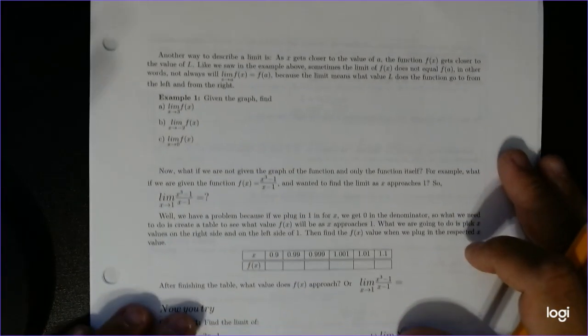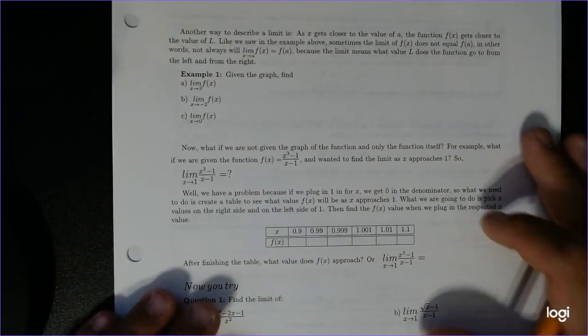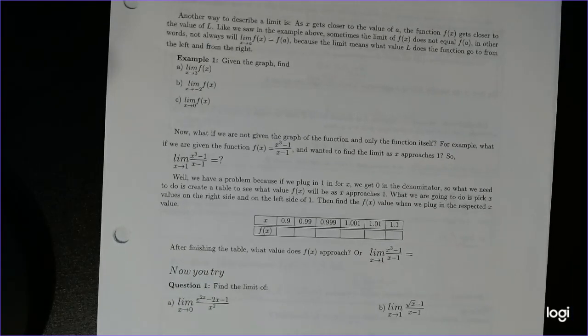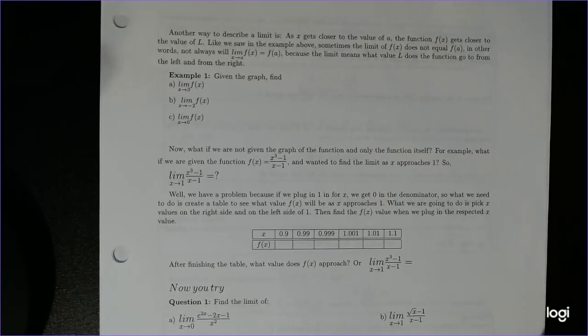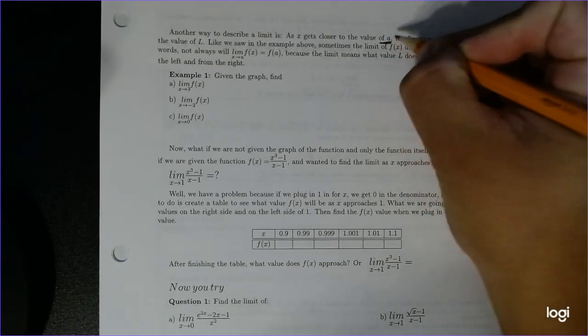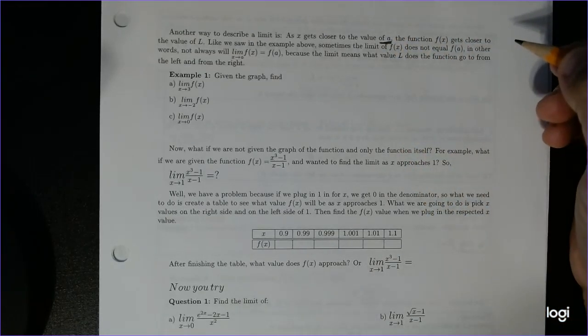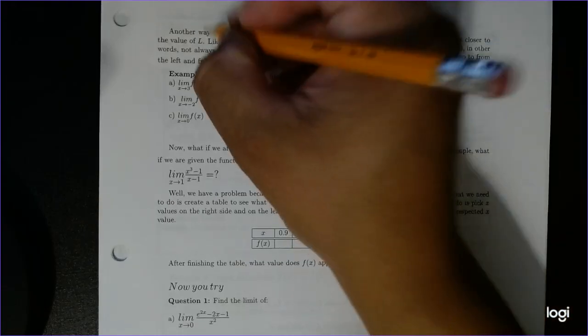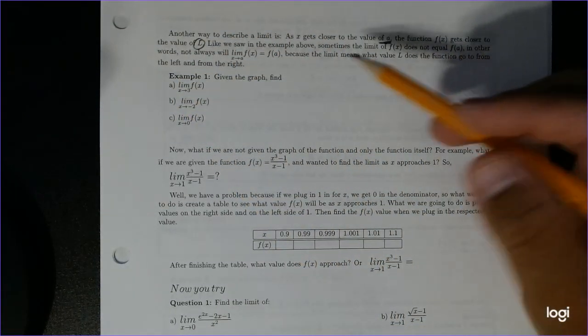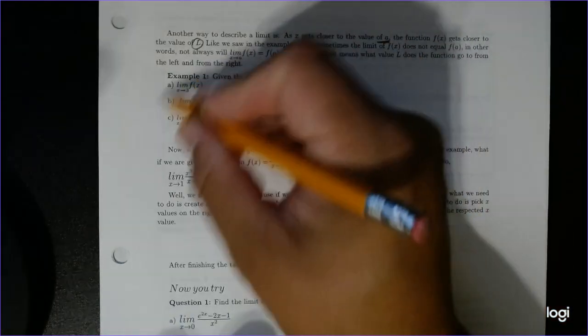So the easiest way to find limits is by graphing. Graphing is always the best option to do so. Okay. So again, another way to describe a limit is as x gets closer to the value of a, which is arbitrary, some value of a, the function f of x gets closer to the value of L, meaning the output is equal to L. Okay. So how does this apply? What we'll do is do a couple examples illustrating this.